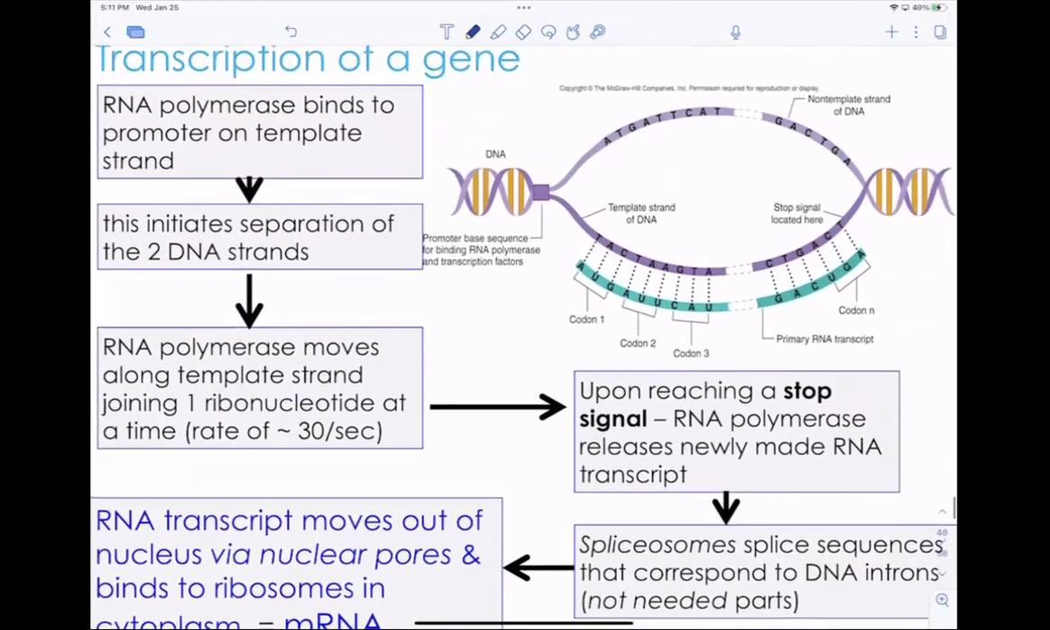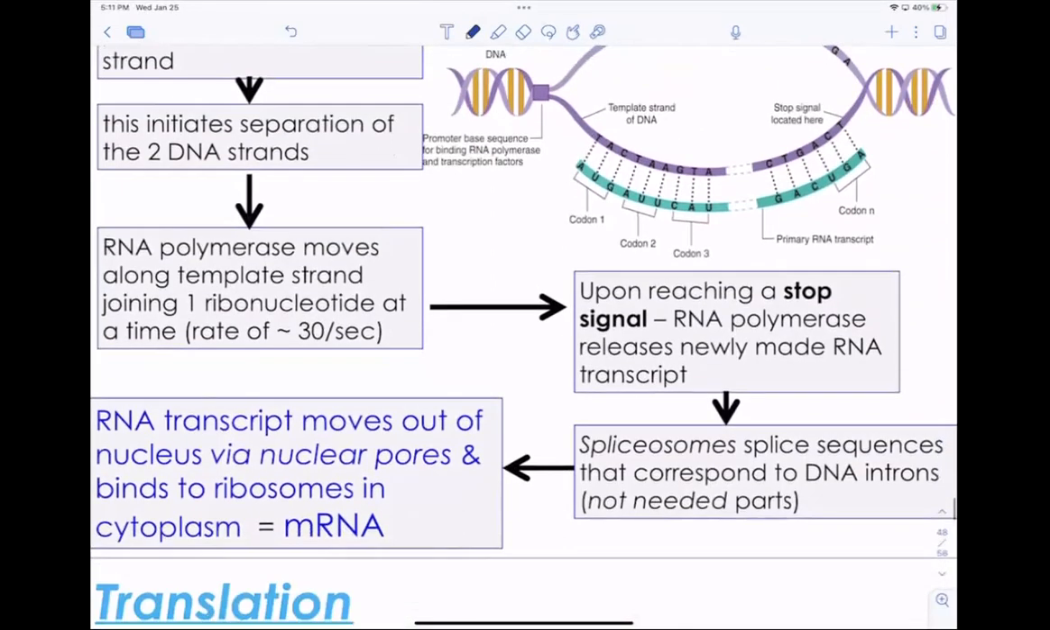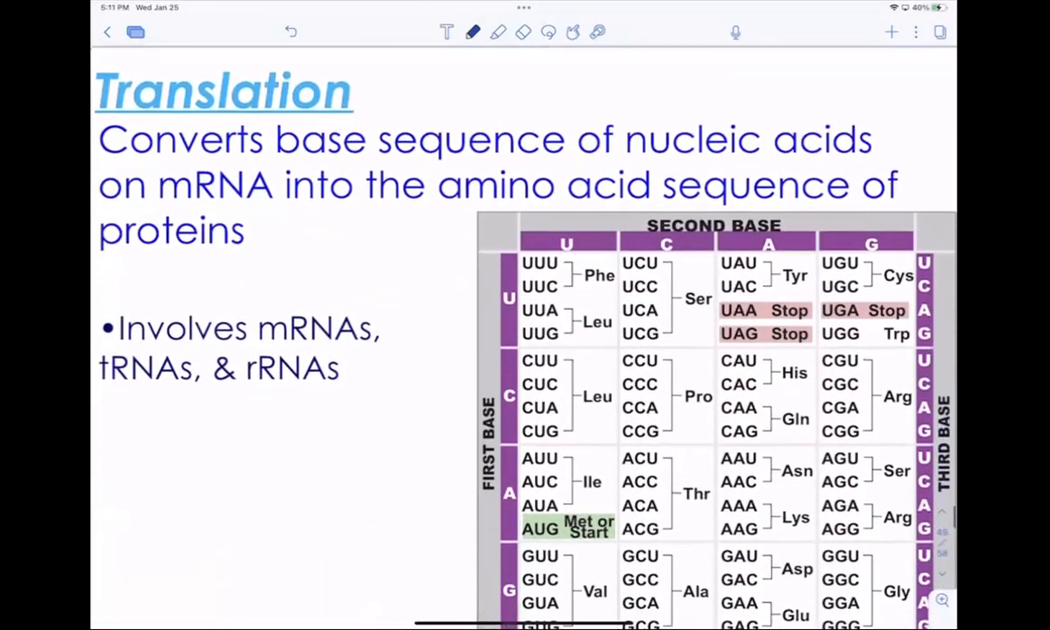You can pick back up after transcription of gene. You can read through these. I want you to spend a second going over this, and then start back up when you're ready for translation.